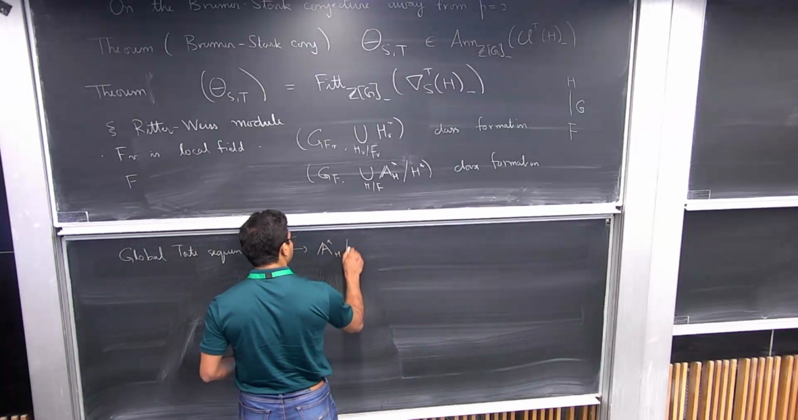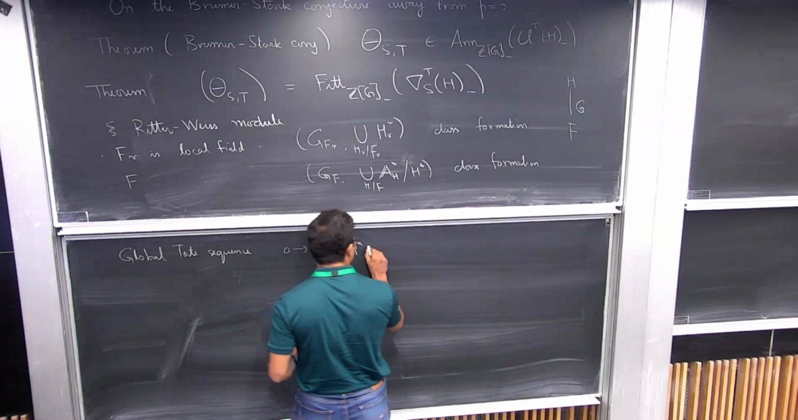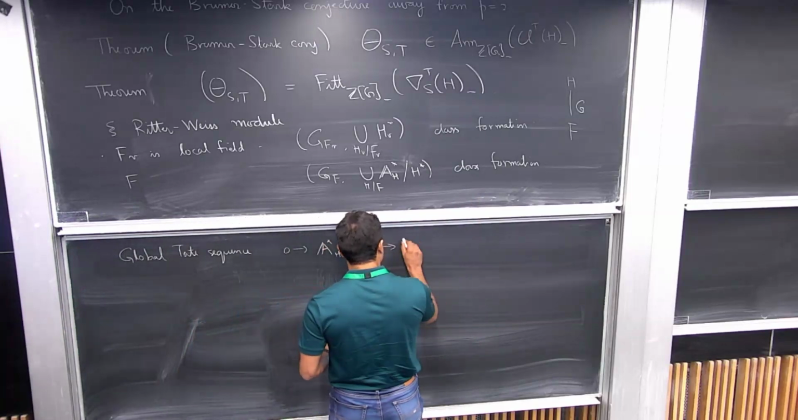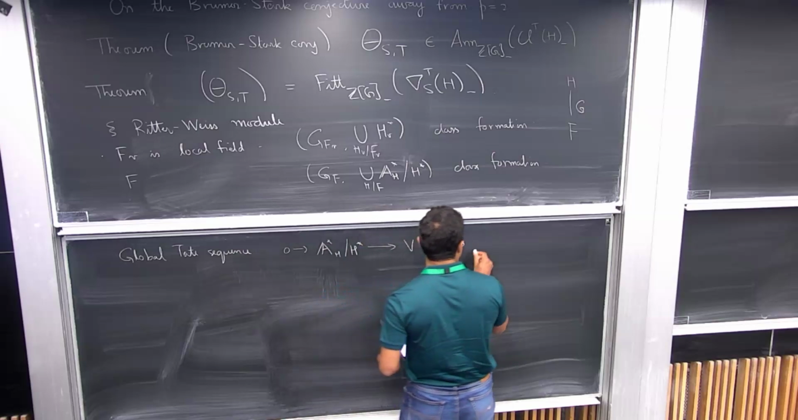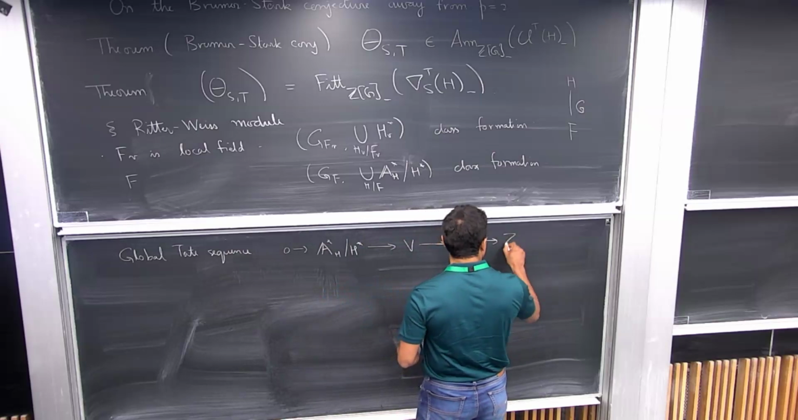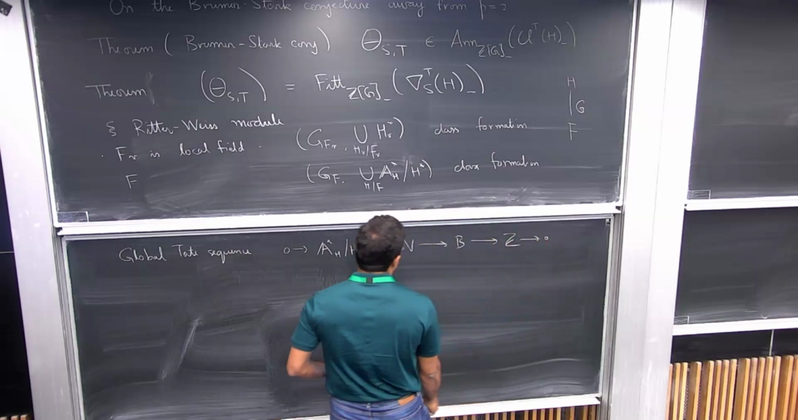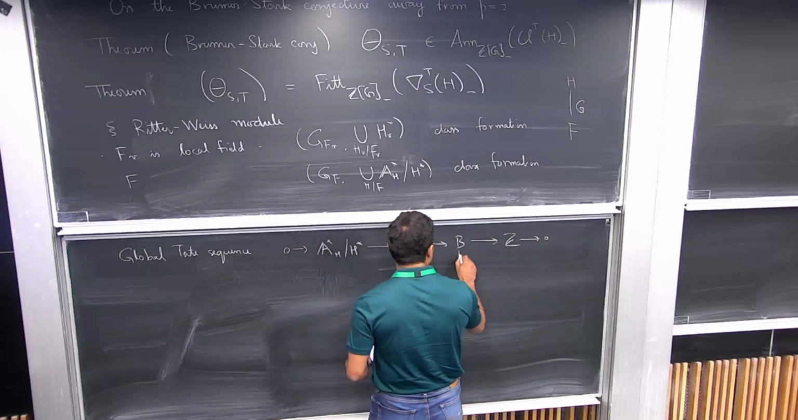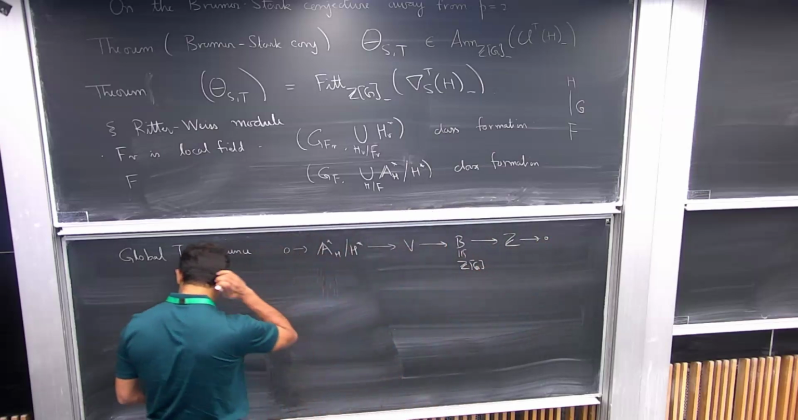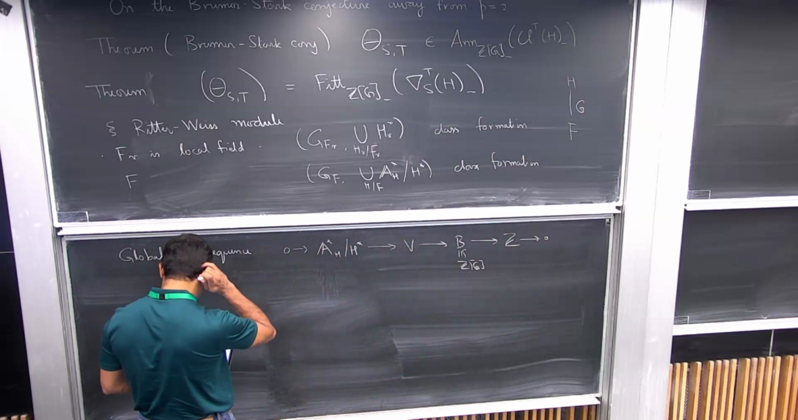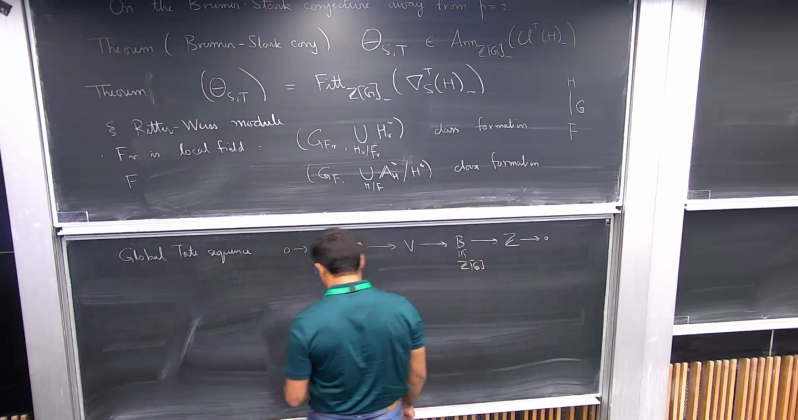So for any finite extension H of F, there's some module V and some module B such that you get this sequence, and then this thing is, as you all know, isomorphic to ZJ. Right. So I'm using kind of notation from there, if you like.